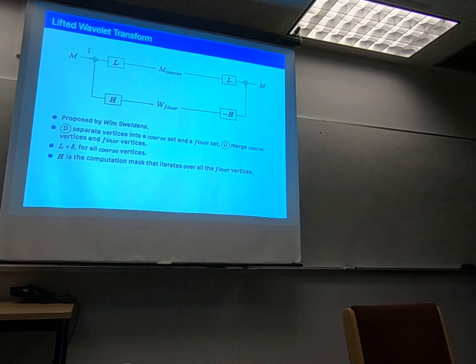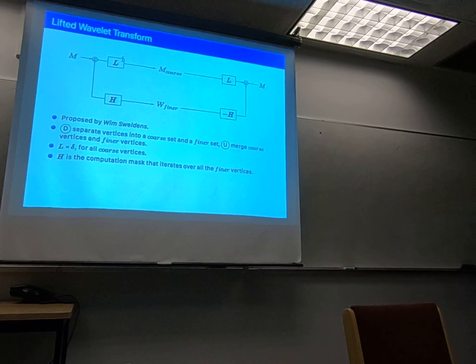And the coarse vertices are the vertices that exist in the coarse mesh M0 and also exist in the input mesh M, the finer mesh M. So the D operator just separates the coarse vertices and finer vertices, and lets the coarse vertices pass the low-pass filter and the finer vertices pass the high-pass filter. And the low-pass filter in the lifted wavelet transform is just a delta function. It does nothing, because the convolution with a delta function is just the function itself.